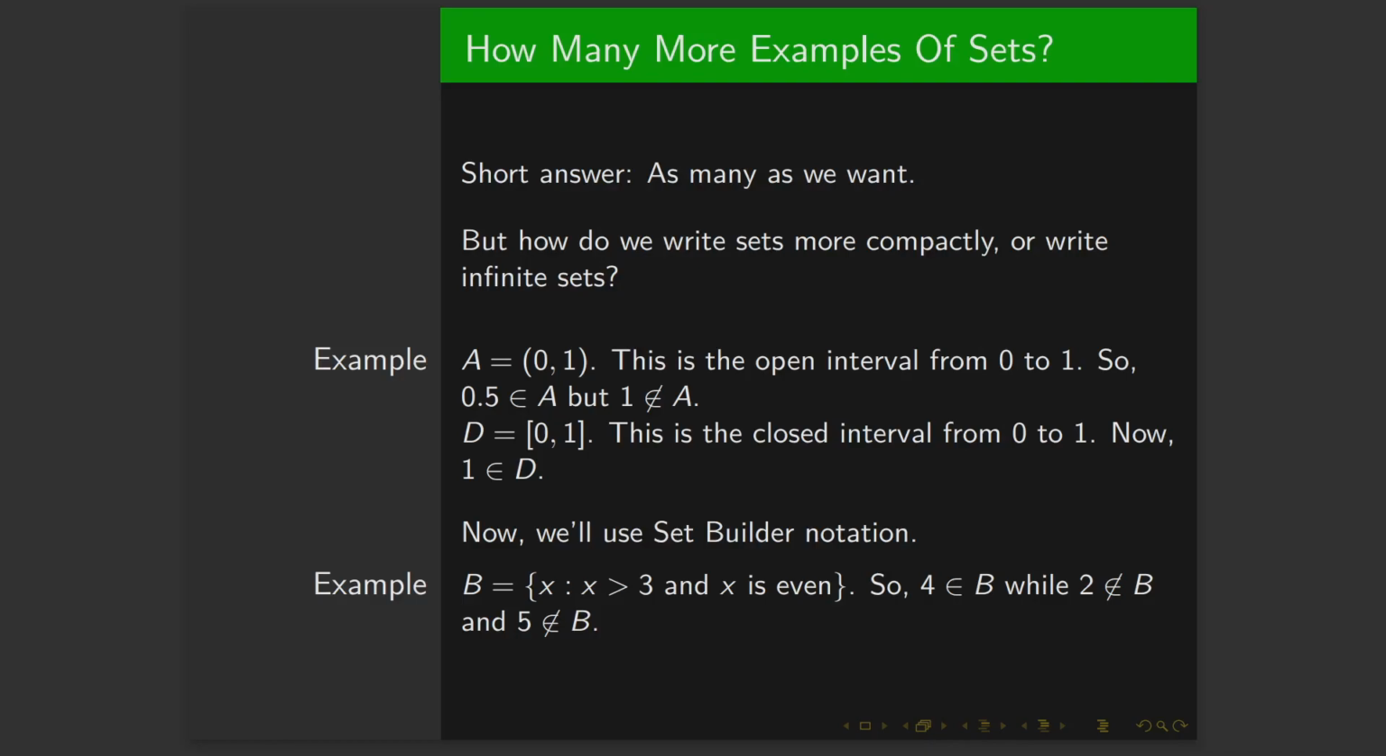and otherwise it's not. So in this case, we know that 4 is in our set B because 4 is greater than 3 and even, but 2 is not because 2 is not greater than 3. And you might have noticed I use this kind of weird symbol, the E looking thing. E means in, and the E with a line through it means that it's not in there. And you can also see that 5 is not in here.